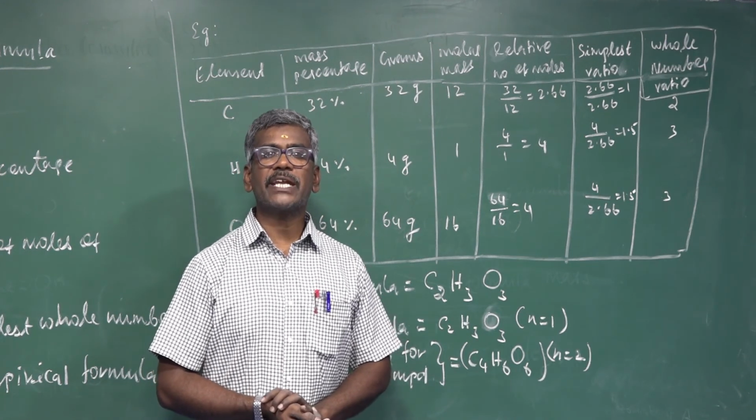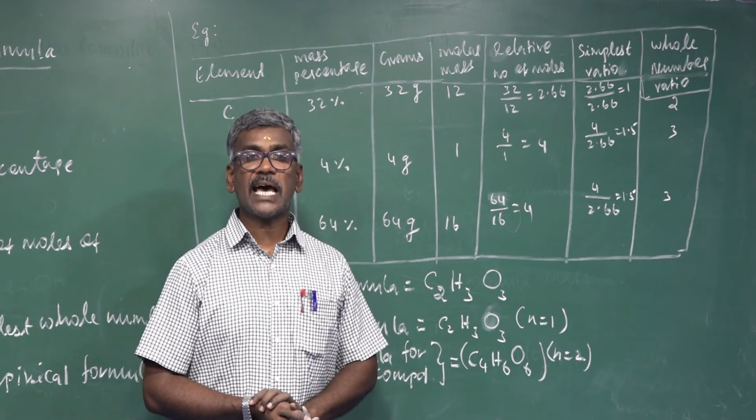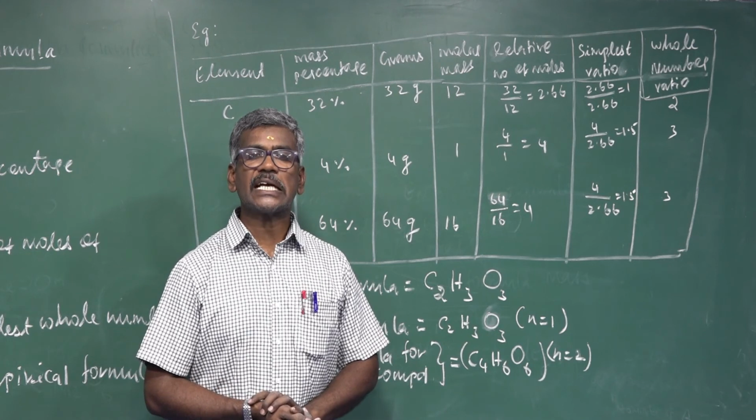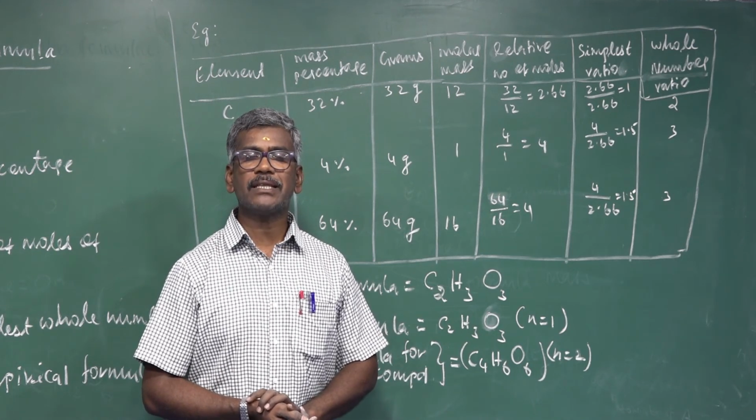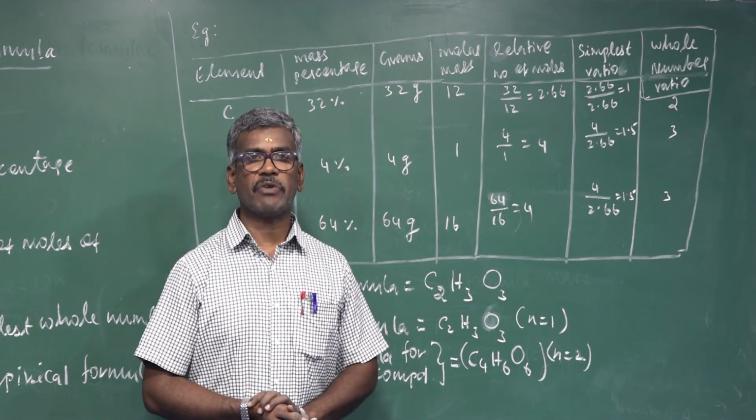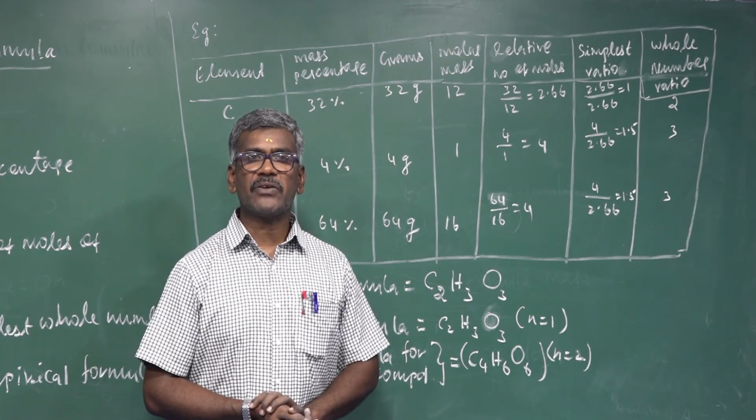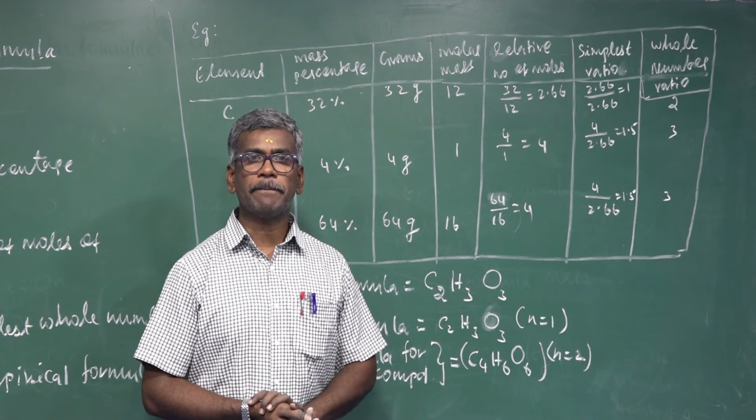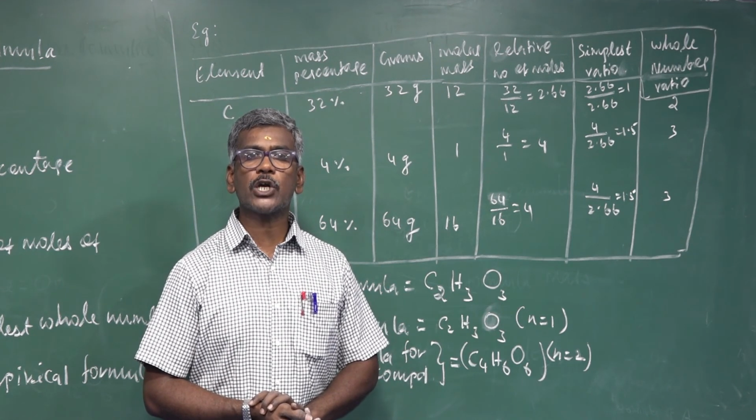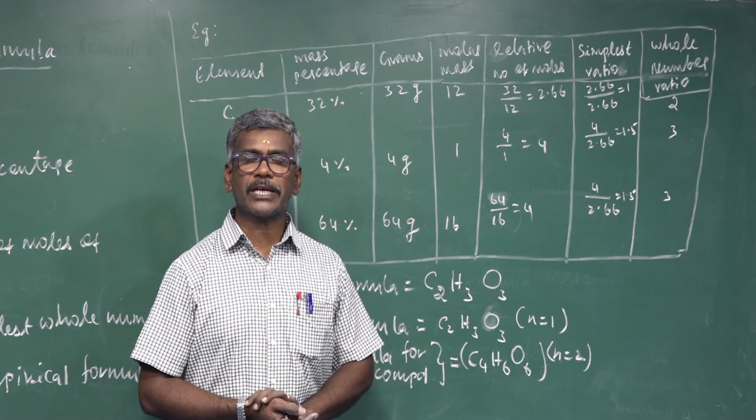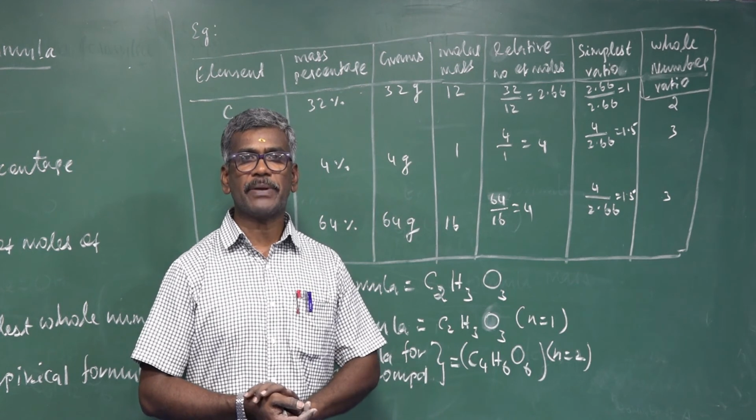Next, empirical formula. It is represented as the simplest whole number ratio of different kinds of atoms present in the molecule. Next, molecular formula. It is represented as the exact number of different kinds of atoms present in the molecules of the compound. Next, relation between molecular formula and empirical formula: molecular formula should be equal to n into empirical formula.